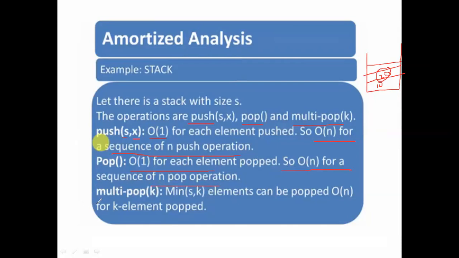Okay, next one is multi-pop. Multi-pop means we have to delete multiple elements in the stack. Here S is the stack, K is the number of elements. So the minimum of S comma K elements can be popped, with complexity of big O of n, where K elements are to be popped. When K elements are popped, we have to take the minimum of S comma K elements.